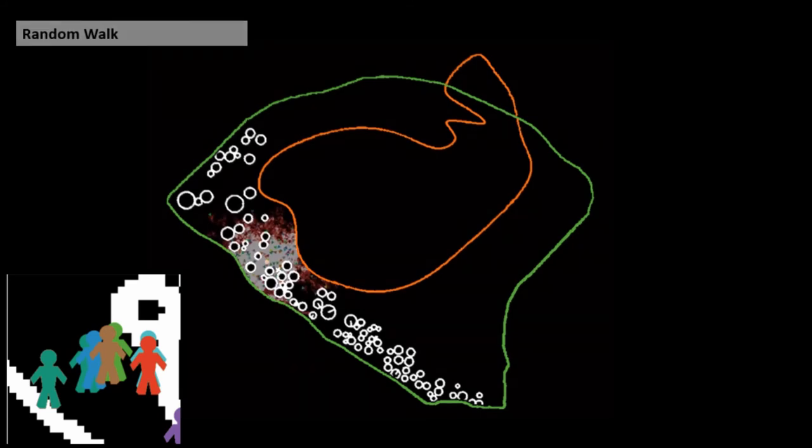Okay. So let's start with random walk. If you just release them from the entrance, you can see the lighter the pattern, the more human movement happens over this area. And random walk is a stupid algorithm because most of the time people just turn on themselves and go backwards, which is not very realistic. But it is a good baseline to see.